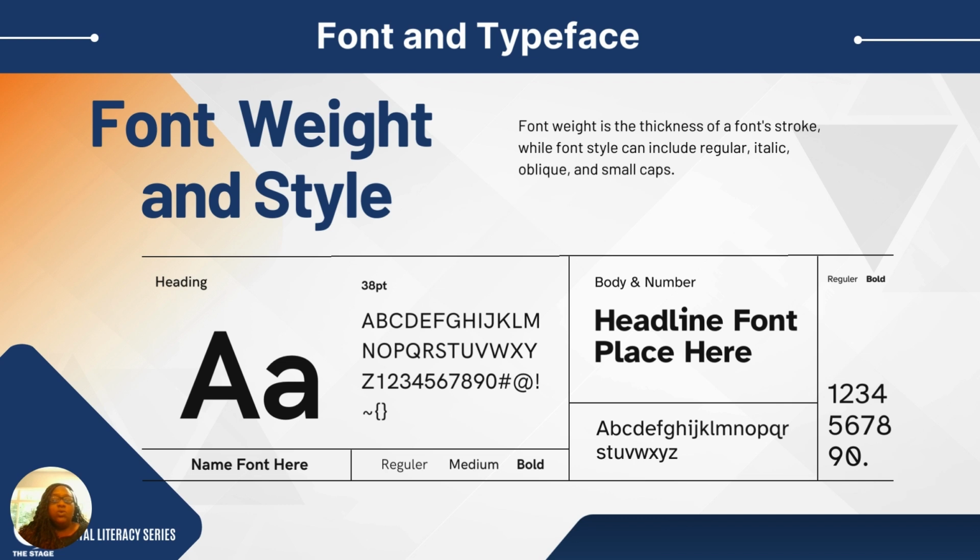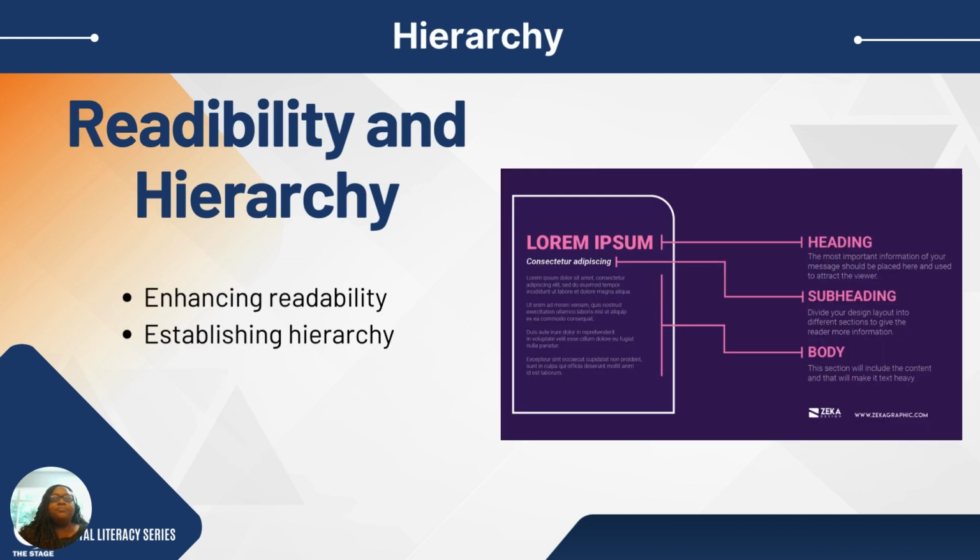So, dealing with font weight and style, that can dramatically affect readability and emphasis. Bolder fonts can draw more attention, while lighter ones are used for body text. Not to say that the information is not as important, but just that we know that bolder fonts that have a heavier weight draw the attention of the reader first.